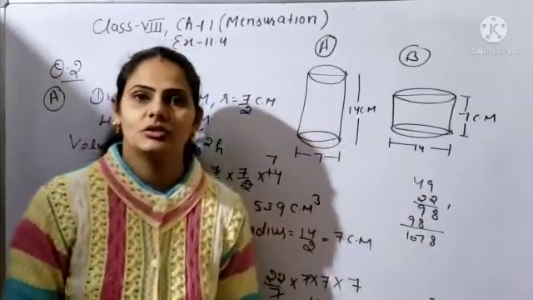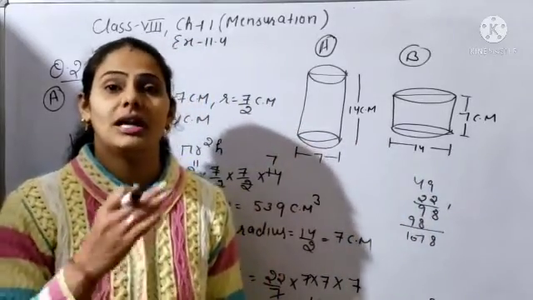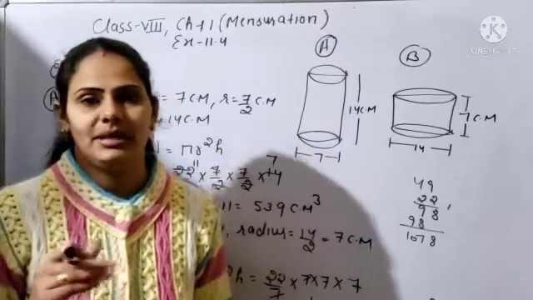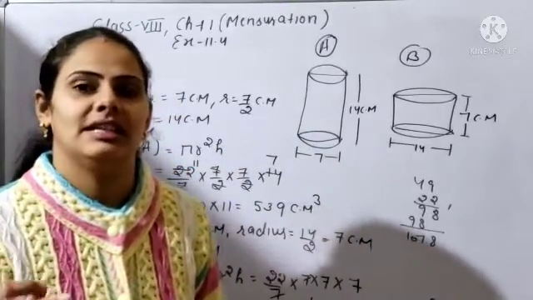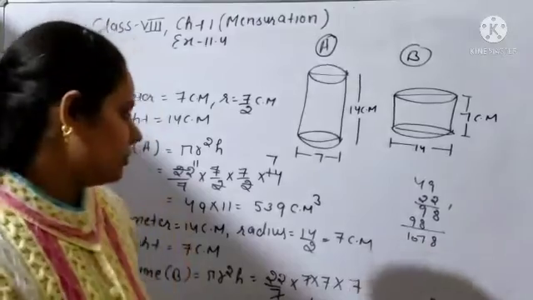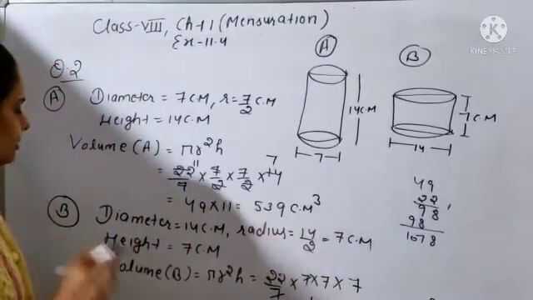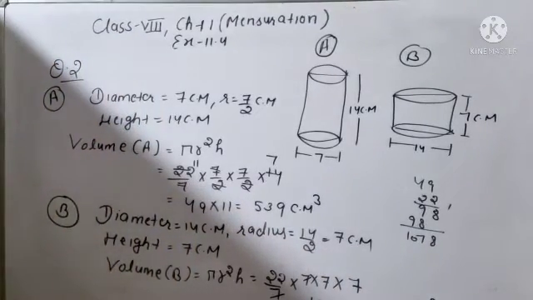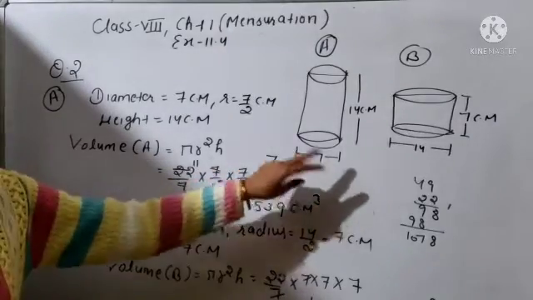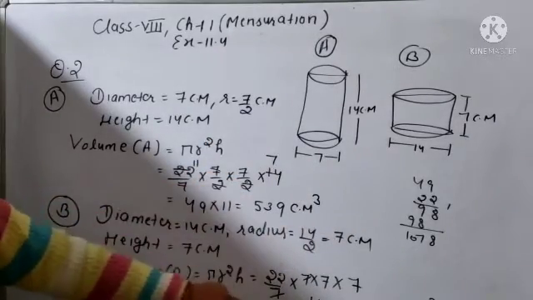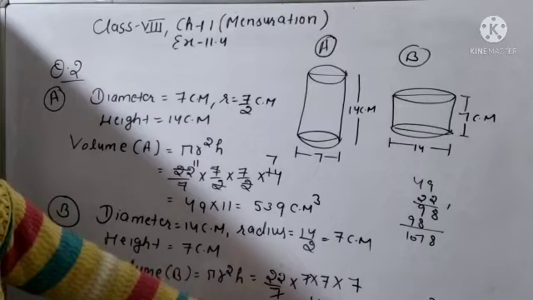Volume will always be in cubic, because when you are finding the volume, you are doing the multiplication of all the length, breadth and height, and when you are multiplying 3 times, it will be cubic. So cubic centimeter or cubic meter. So this is the volume of cylinder B. Now you can see here whose volume is greater. So volume of cylinder B is greater.